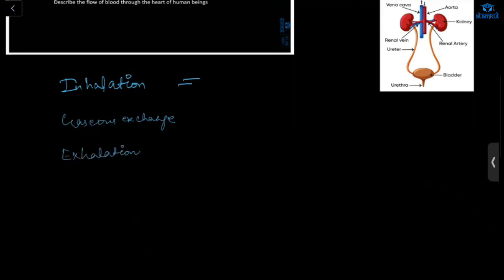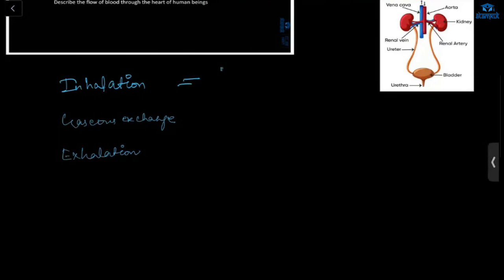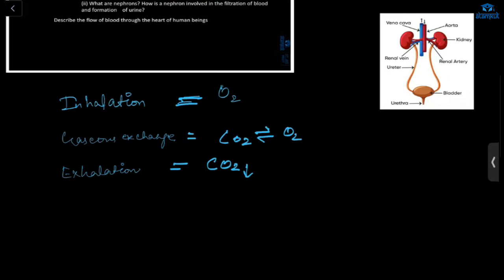In inhalation, what will happen? Air will come in, right? We'll inhale air, and in that, oxygen will come in. And in gaseous exchange, there will be exchange of carbon dioxide and oxygen. Okay. In exhalation, what will happen? Carbon dioxide will go out. That's all. Here in inhalation, how we breathe in, the ribs will move up, and the diaphragm will flatten. Because of that, the chest cavity will become larger. Okay, it will become larger. So air will get sucked in.